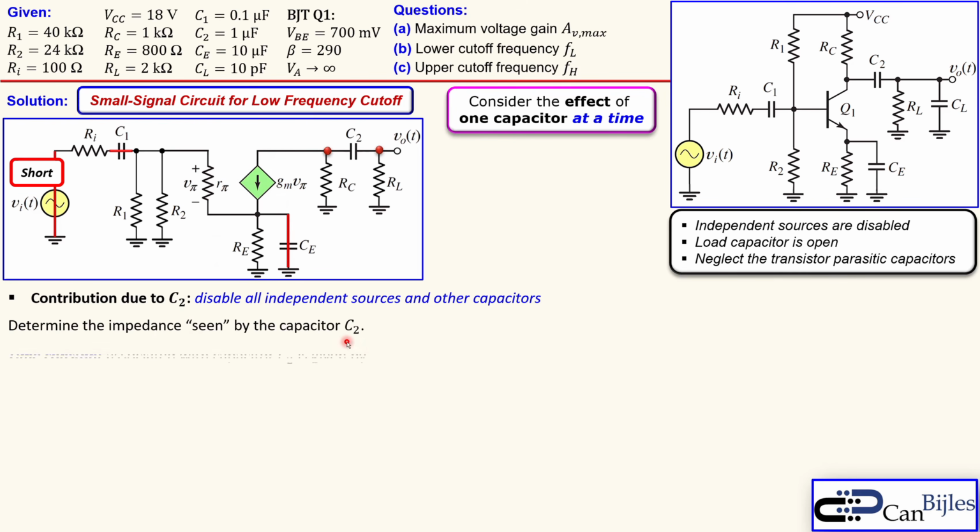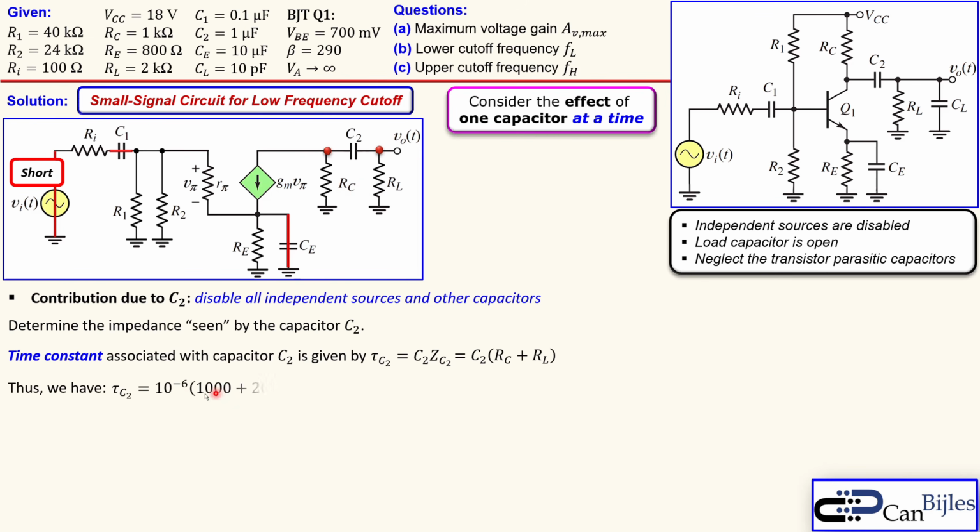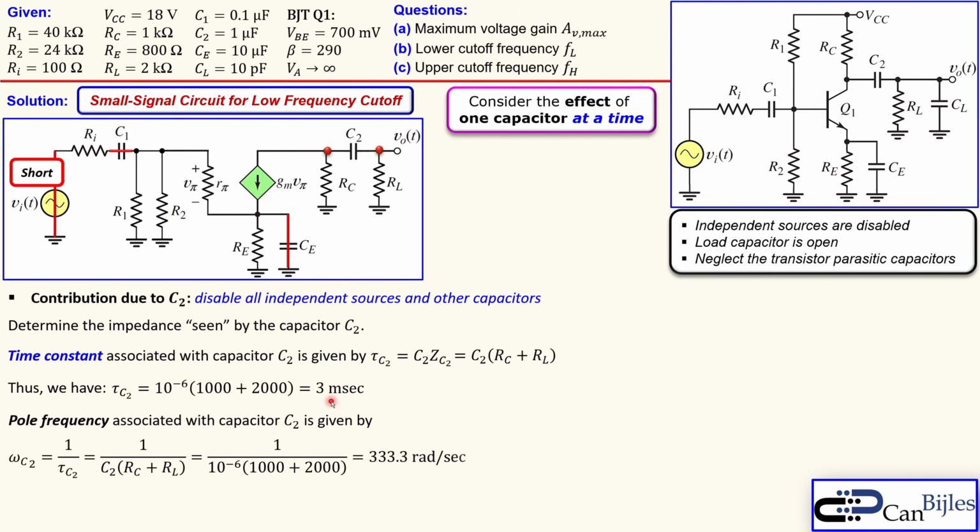So the impedance seen by this capacitor C2 is the series combination of RC and RL. There is nothing here looking down. So in this case, effectively, simply the series combination of RC and RL. Then we can calculate 10 to the power minus 6, because that's 1 microfarad for C2, times 1000 plus 2000, which is exactly 3 milliseconds. The pole frequency associated with this one is 1 over that, which will result in 333.3 radians per second.